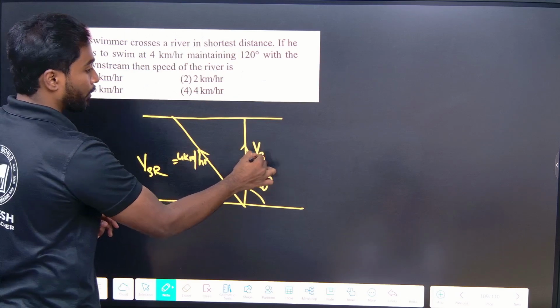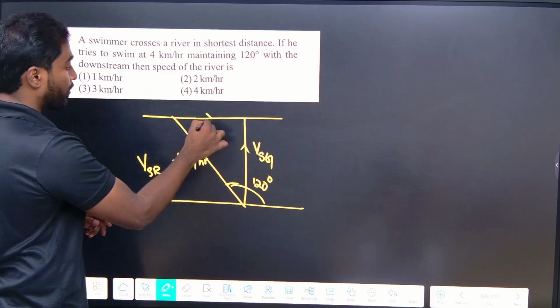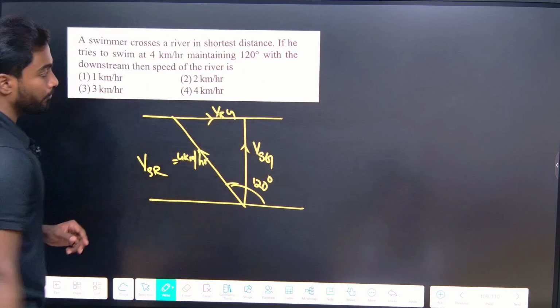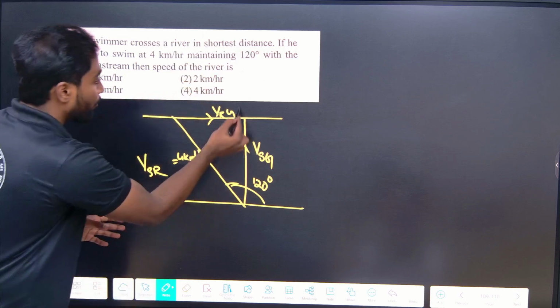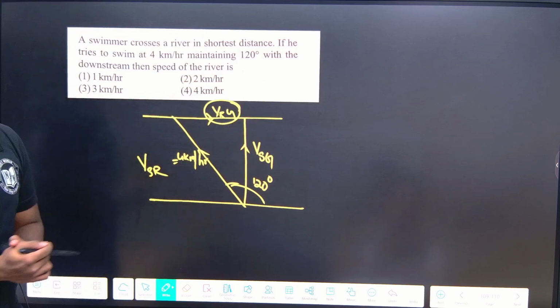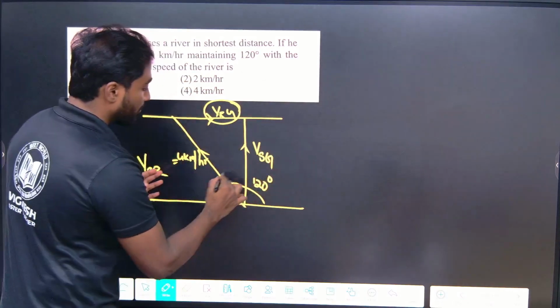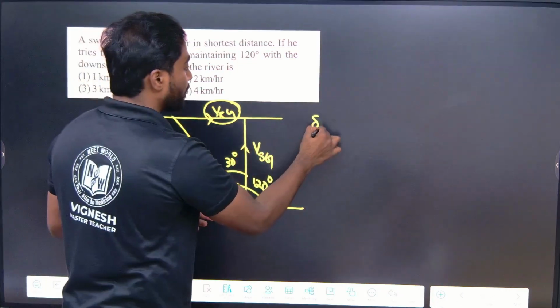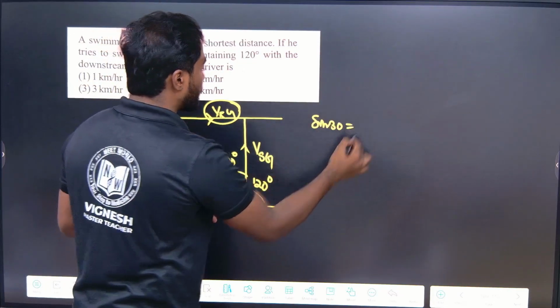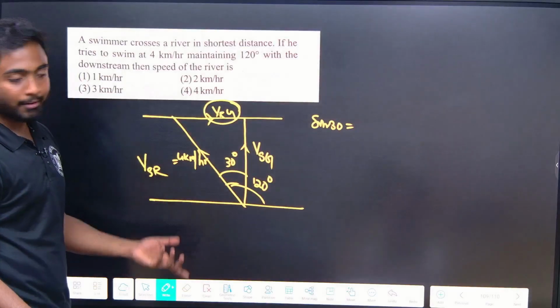Velocity of the swimmer with respect to ground. Velocity of the river with respect to ground. What are they asking? The speed of the river. I need to find this. Simple thing. This is 90, so this is my 30 degree. Sine 30 should be equal to opposite by hypotenuse. Directly I can get it, no?